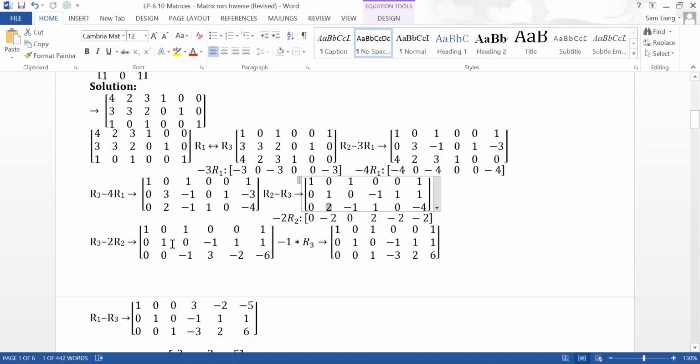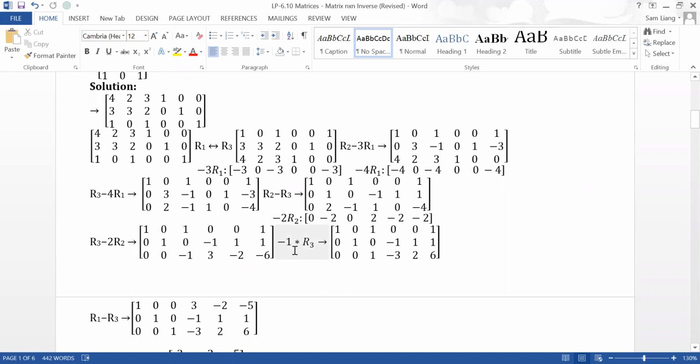So 0 plus 0 is 0. 2 minus 2 is 0, that's what we wanted, right? We want a 0 here. Negative 1 plus 0 is negative 1. 1 plus 2 is 3. 0 plus negative 2 is negative 2. And then negative 4 plus negative 2 is negative 6. Okay, so we're almost done with row echelon form.